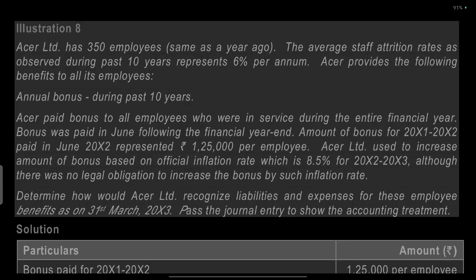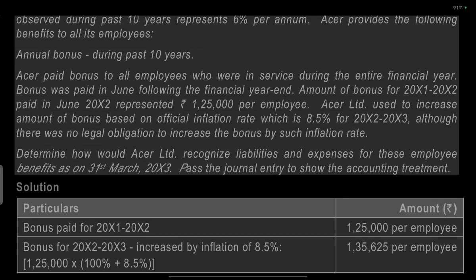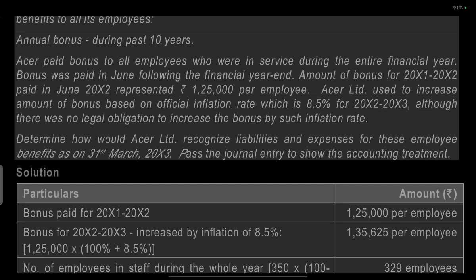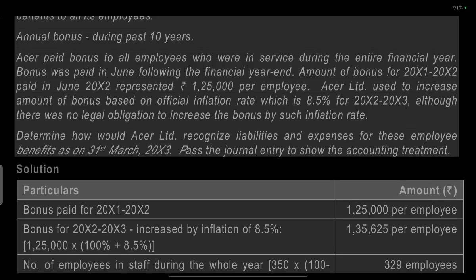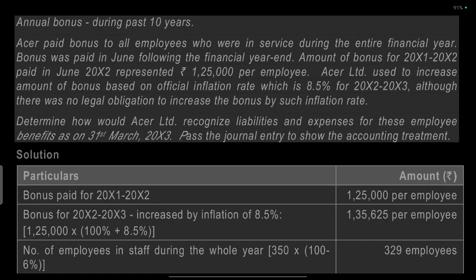Acer has 350 employees. The average staff attrition rate observed during the past 10 years is 6% per annum. Acer provides the following bonus: it has paid all the employees who were serving during the entire financial year. Bonus is paid in June following the financial year end. The bonus amount for the financial year paid in June is 1,20,000 per employee. Acer Limited used to increase the amount of bonus based on the official inflation rate of 8.5%, though there is no legal obligation to increase the bonus by such inflation rate. Compute how much Acer recognizes as liability and expense for the employees.